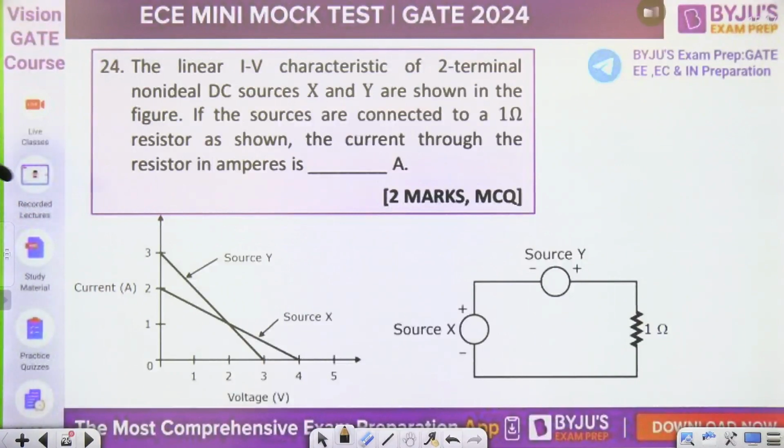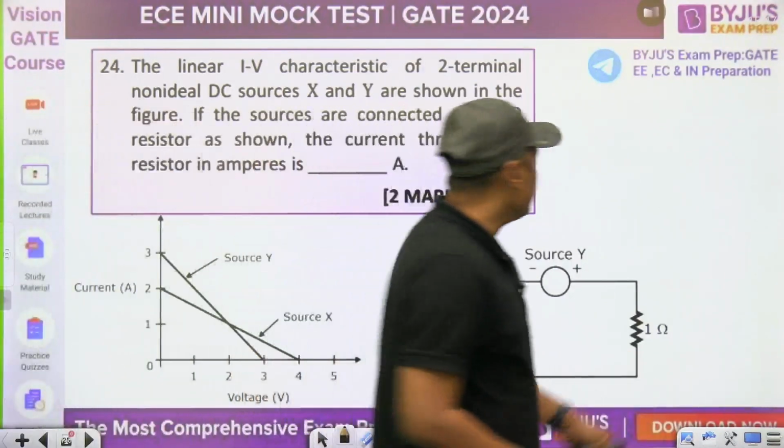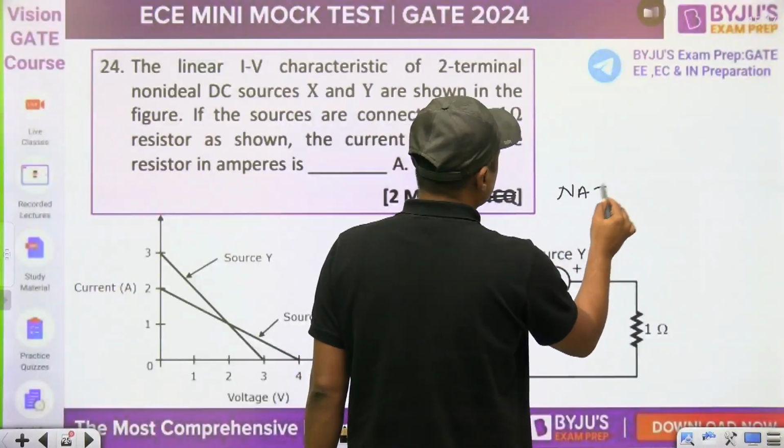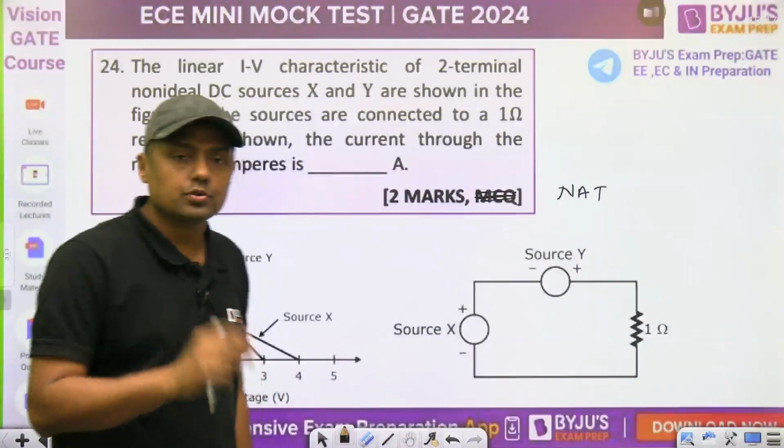It is a 2-mark question, MCQ. Sorry, it is a numerical answer type question, NAT. Numerical answer type question, guys. Next one.